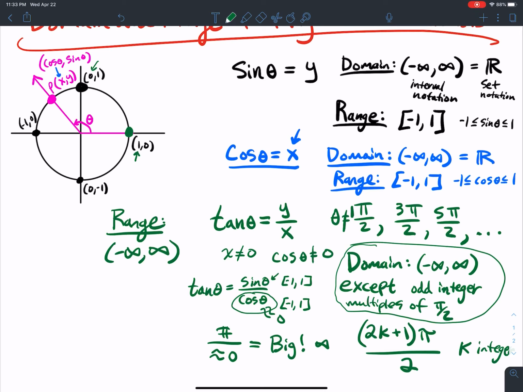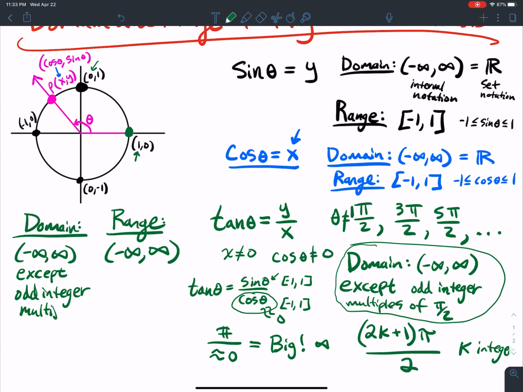So interesting result there. The domain is all real numbers except the odd integer multiples of pi/2, right? And that's for my tangent theta. That's for my tangent theta, okay?